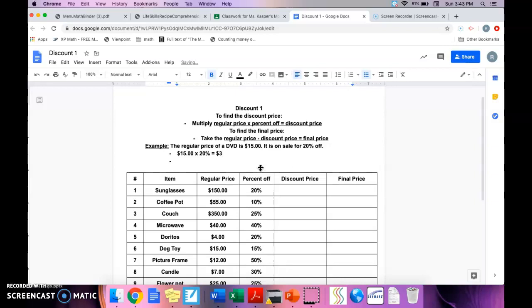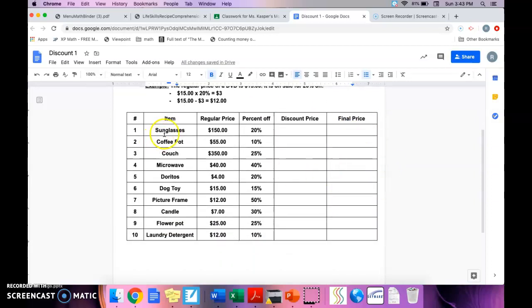Then I'm going to take that $15 again, because that's the regular price, and subtract that $3 from it, because that's how much would be off the regular price because it's discounted. So 15 minus $3, I get $12, and that's the final price. That would be my answer.